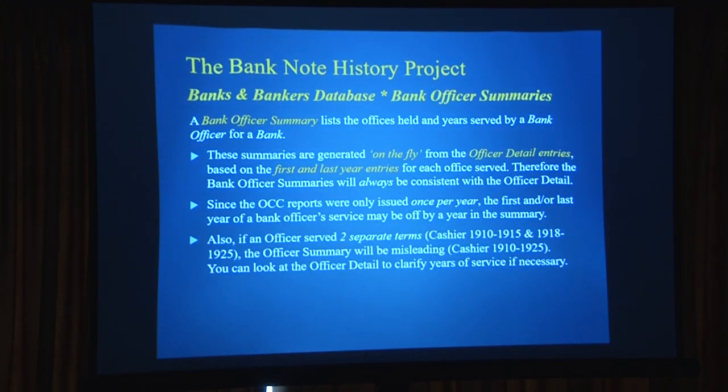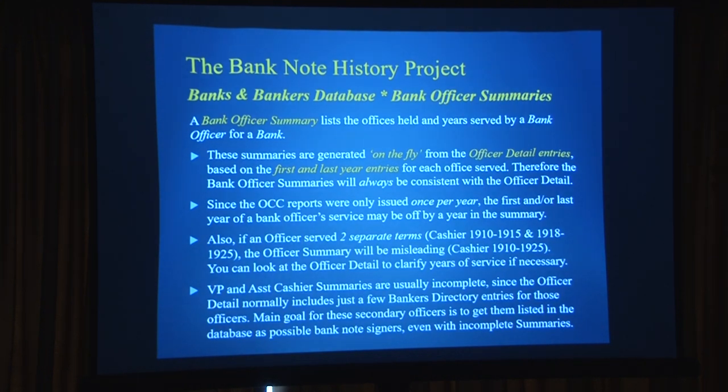Also, you've got the situation where an officer served two separate terms, for instance, cashier 1910 to 15 and 18 to 25. Since the officer summary is basing it on the first and last year entries, it'll say 1910 and 1925, which would be misleading. But the key thing is, if you have any questions, you can always go to the bank officer detail to clarify if necessary.